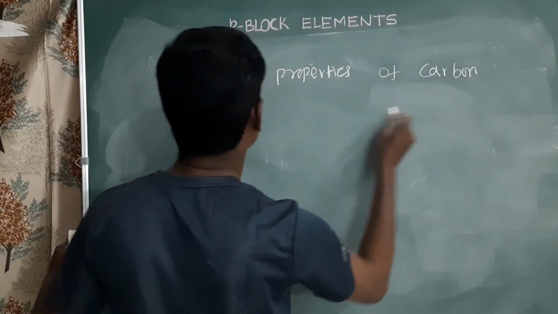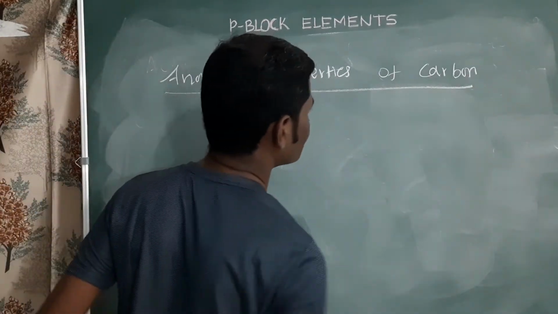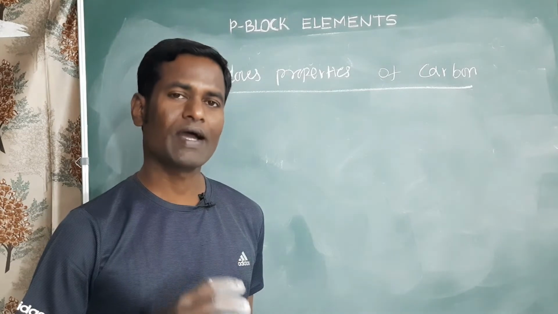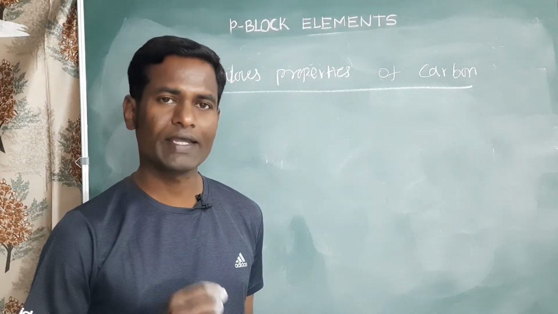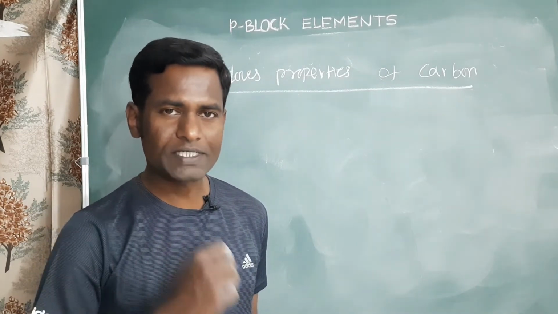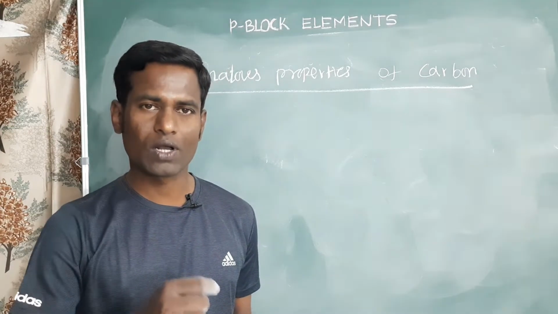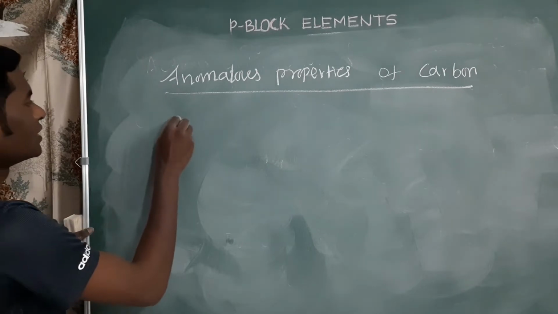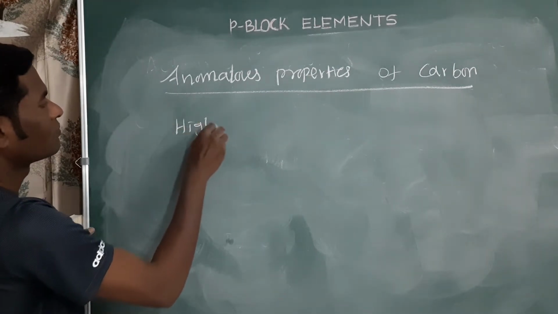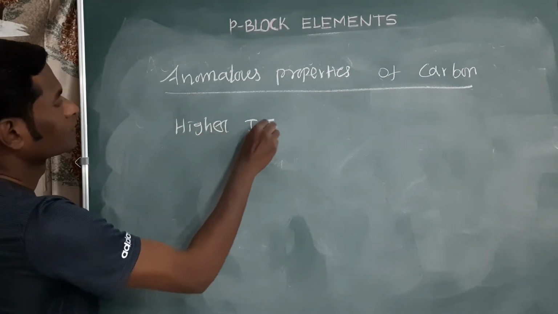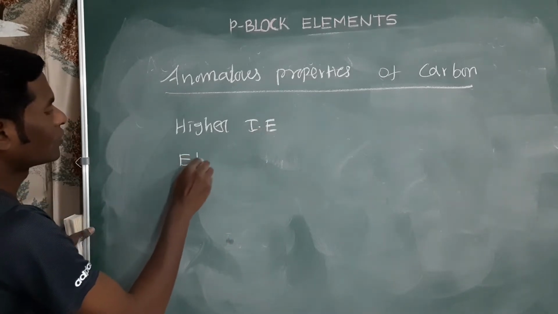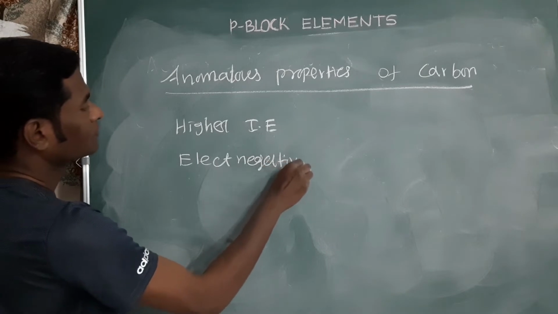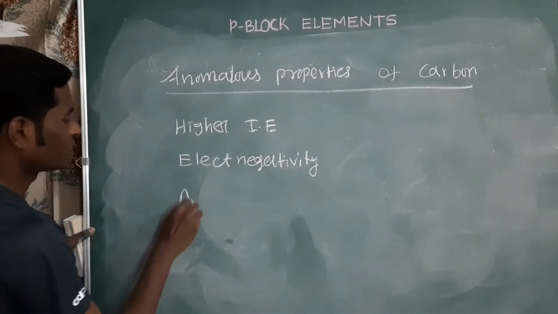Carbon differs from its own group elements due to compact size, higher ionization potential, higher electronegativity, and absence of d orbital. So carbon deviates from its own group elements. The reasons are higher ionization potential, more electronegativity, and absence of d orbital.